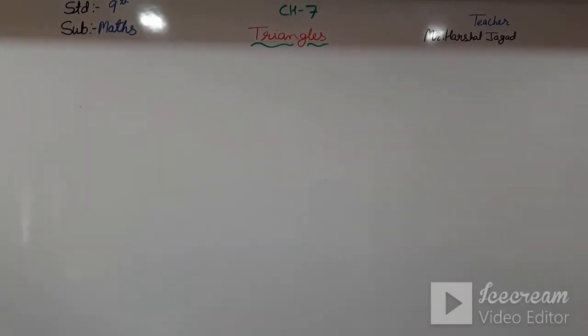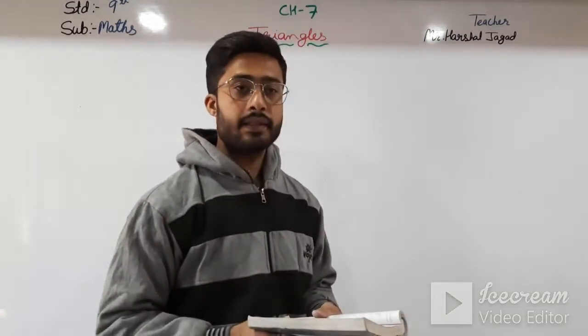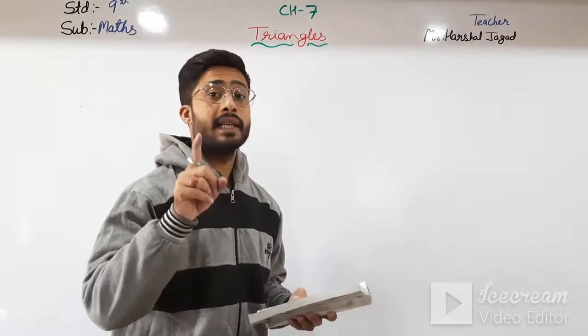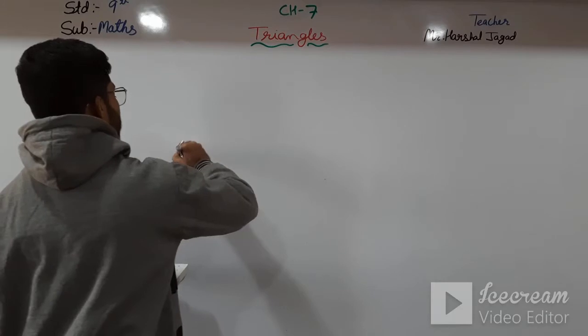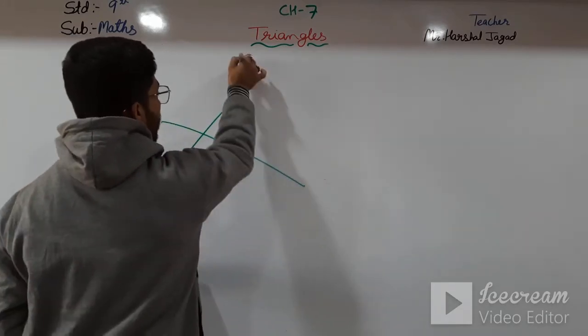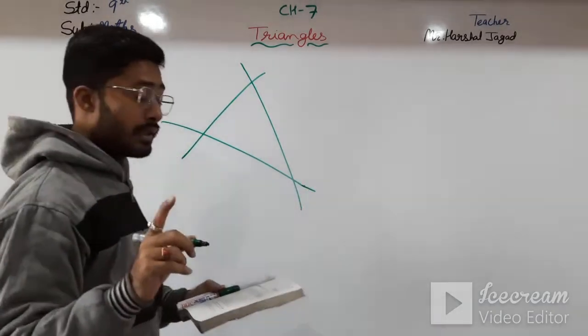So here, first of all, they are talking about the triangle. What is a triangle? You studied triangles and various properties in your earlier classes. You know that a closed figure is formed by three intersecting lines. If I draw three intersecting lines, this is line number 1, this is line number 2, and this is line number 3.